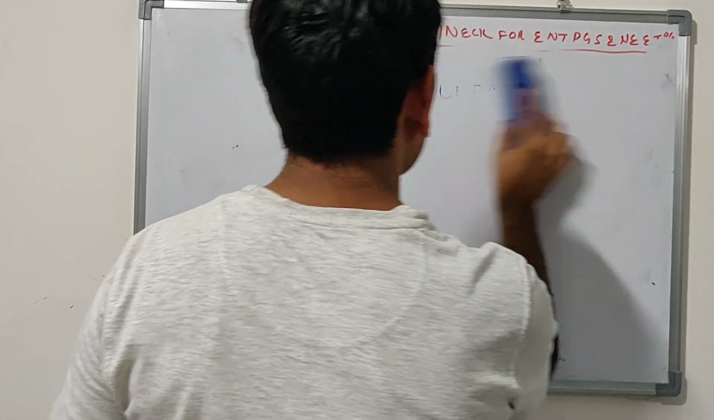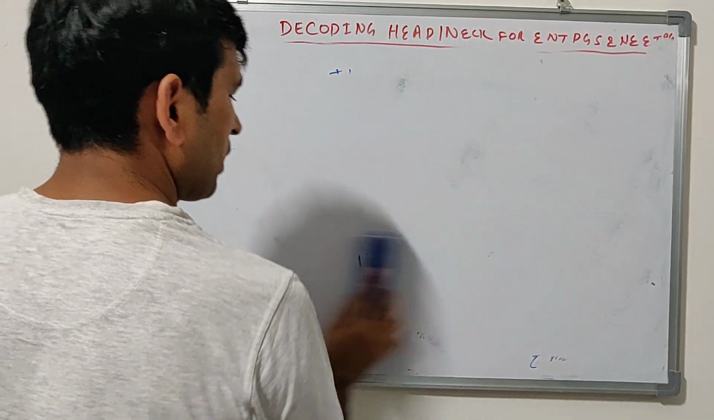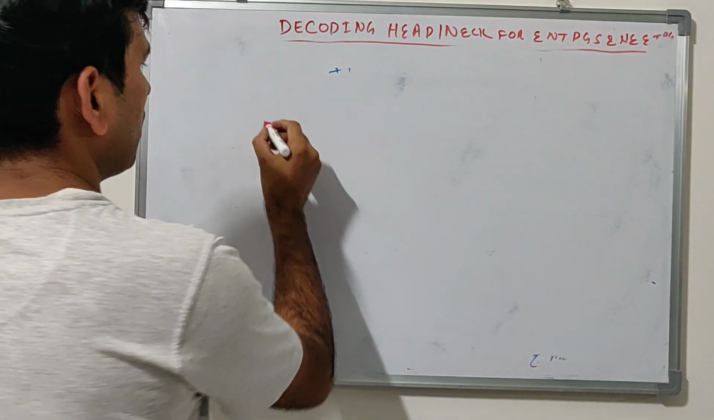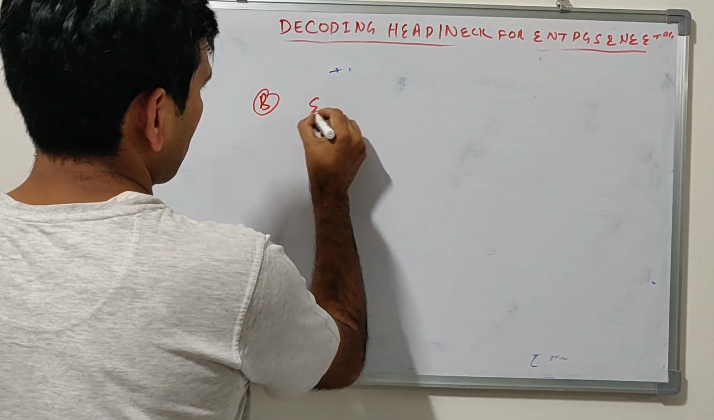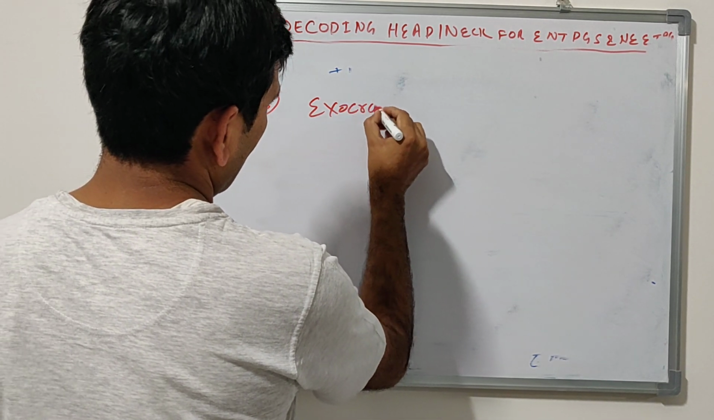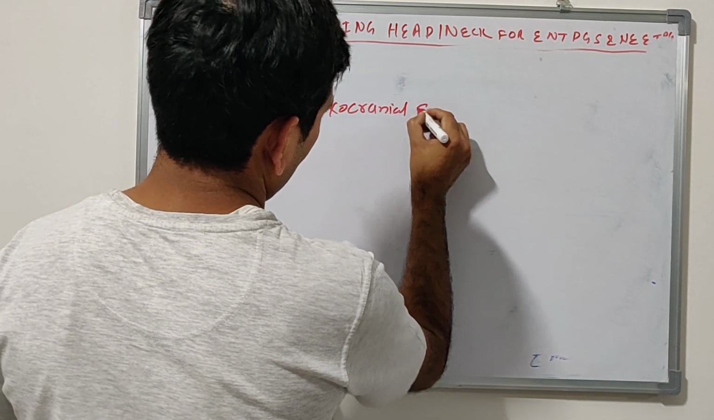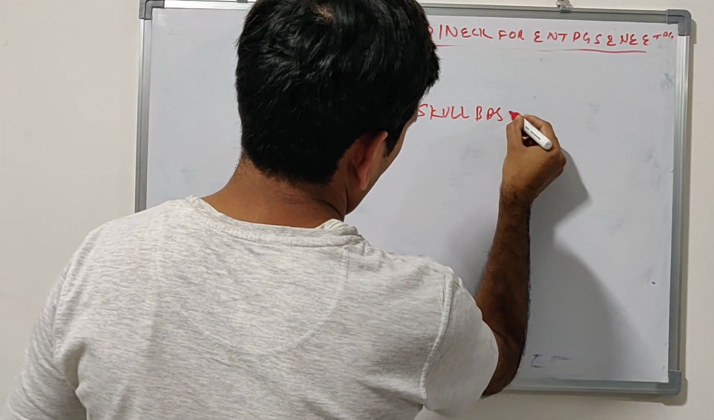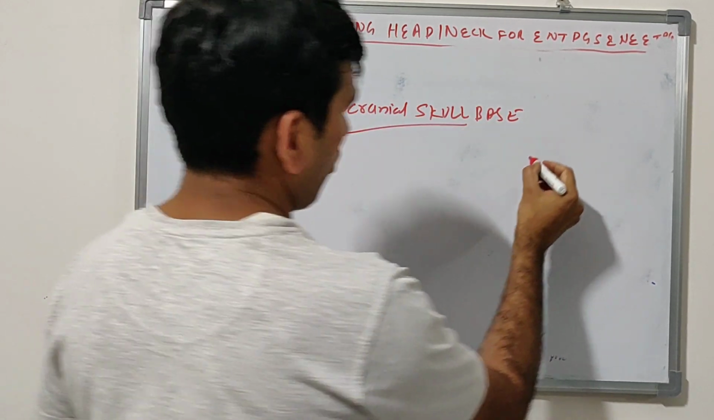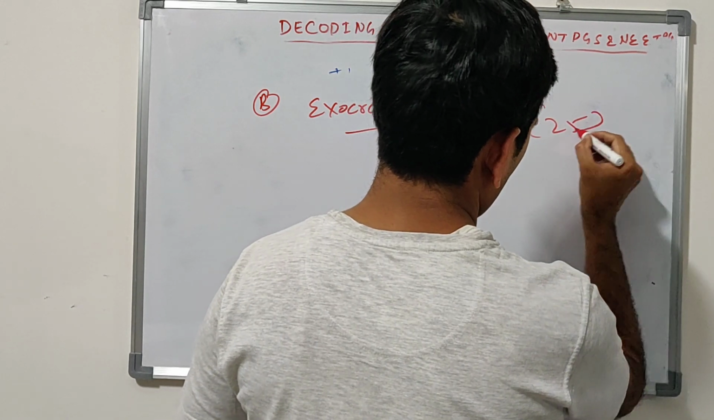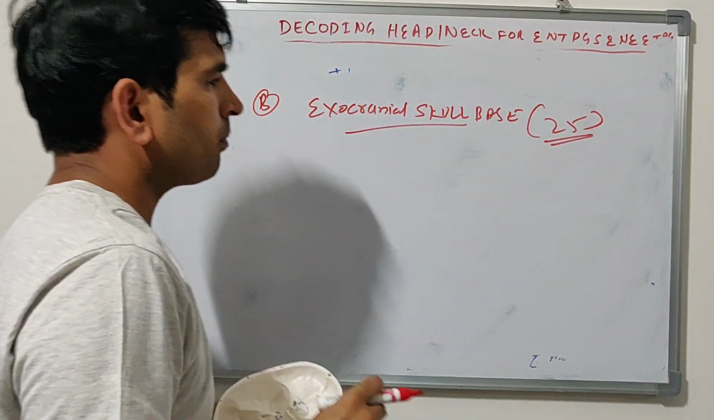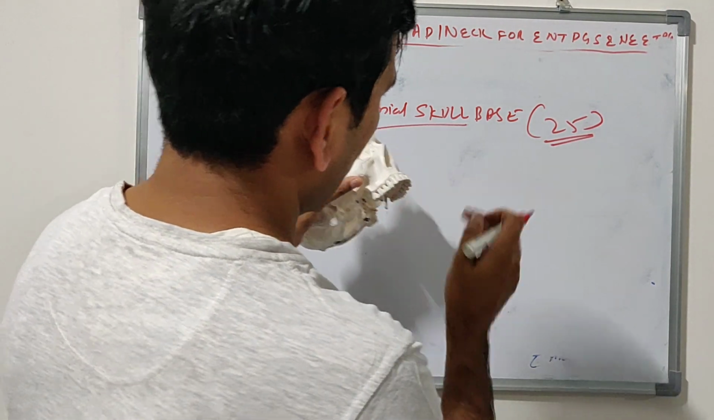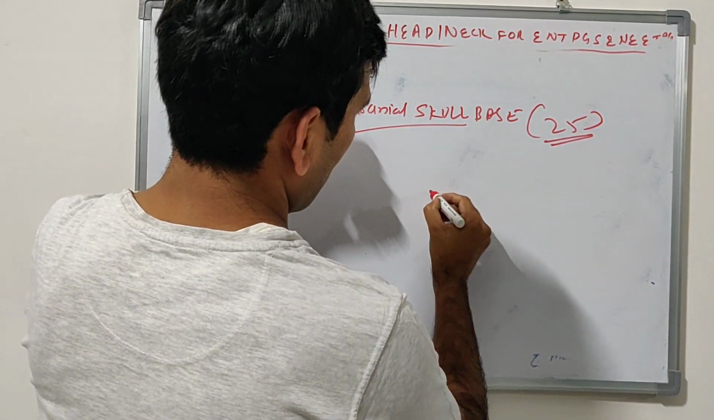Now we will talk about part B, the exocranial skull base, formed by 25 bones. This exocranial part is an extension.